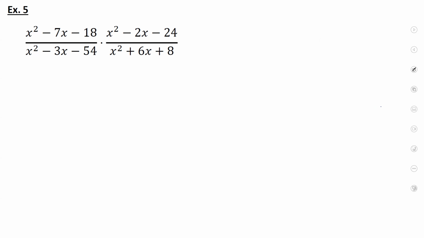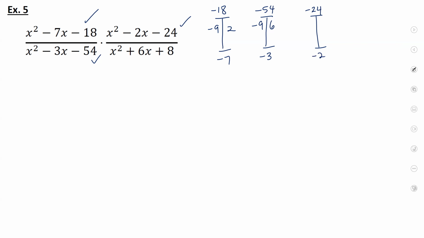So when you factor this top one, I need 2 numbers that multiply to -18 and add to -7. Those were -9 and 2. So that's this first one. You should have done an eye chart for this bottom one. To get -54, add to be -3. What was it? -9 and 6. Good, that works. This one up here, 2 numbers to multiply to -24, add to -2, which I'll get. -6 and 4, good, that works. Bottom one is 8 and 6, which I'll get. Good, 4 times 2 is 8, 4 plus 2 is 6.